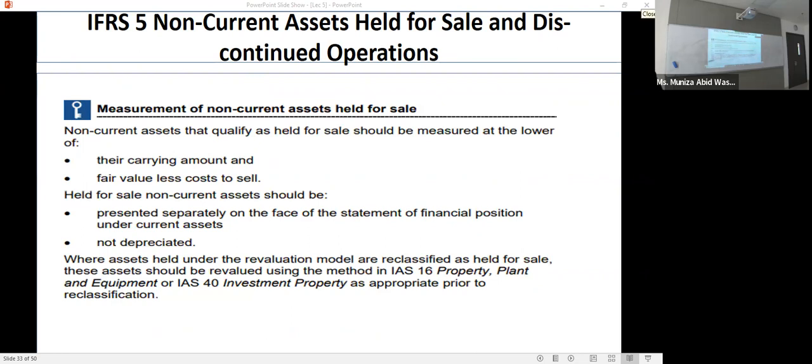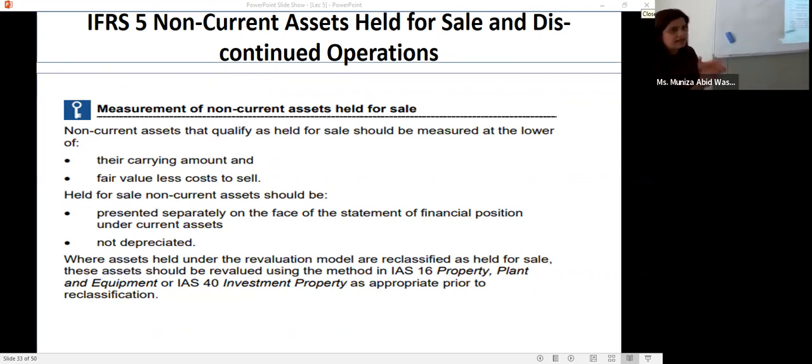This one is important. How are we going to measure the assets which are held for sale? The assets which are held for sale are going to be measured at the lower of the carrying amount and the NRV. Got it? We are going to classify the assets held for sale as a separate line item in our SOFP. The value which we are going to write in front of those assets will be the lower of the carrying amount and NRV. Whichever is lower, at that price the assets held for sale are going to be classified.